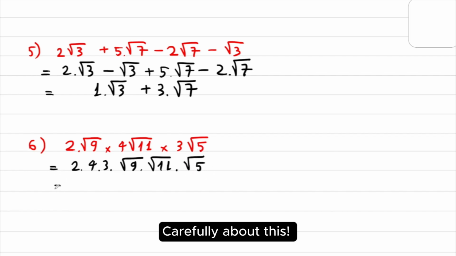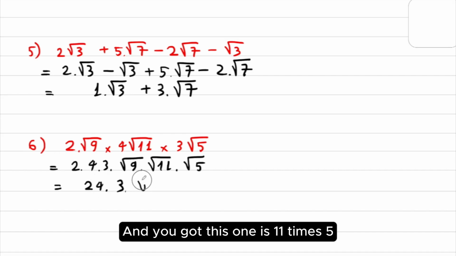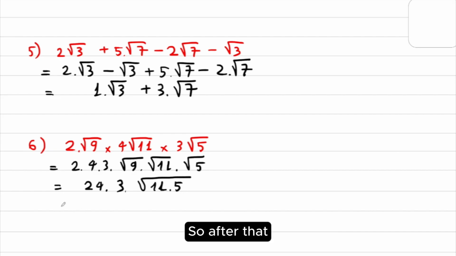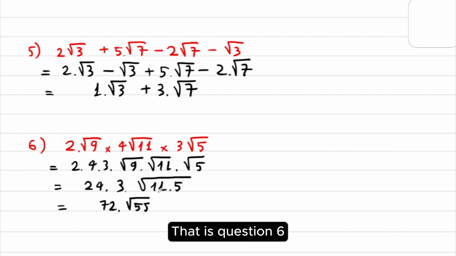Okay, be careful about this. 2 times 4 times 3, you get 24. Square root of 9, you remember, that is 3. And this one is 11 times 5. So after that, you get 72 times square root 55. Square root 55 in here. Okay, that is question 6.